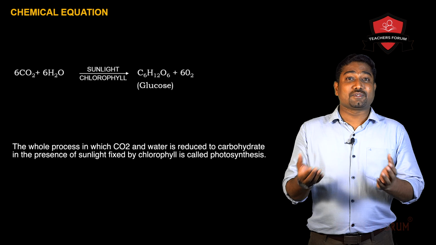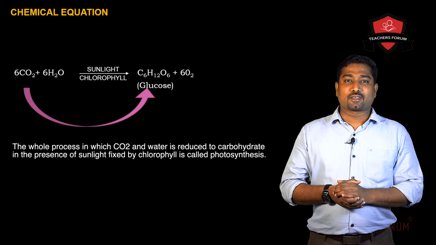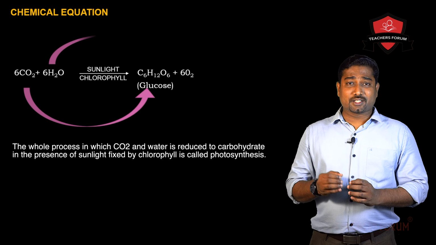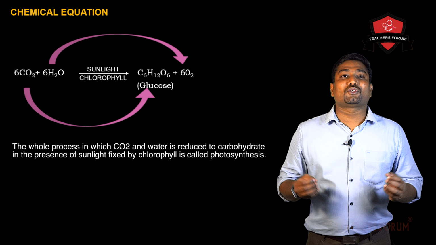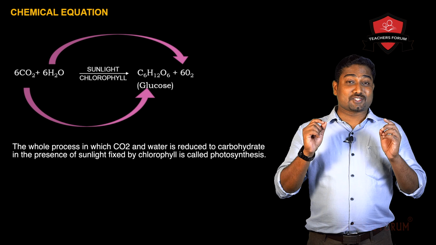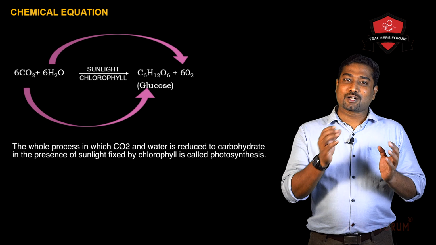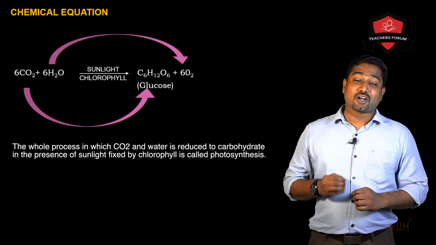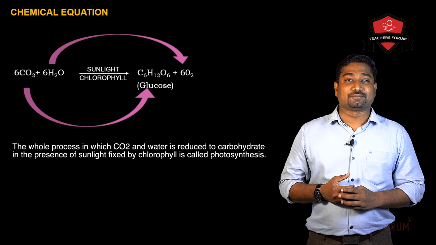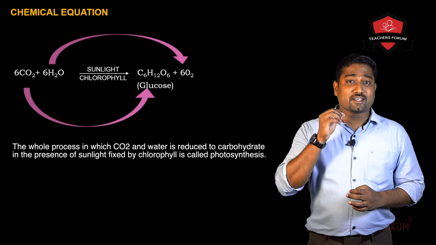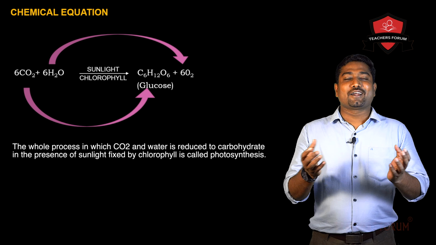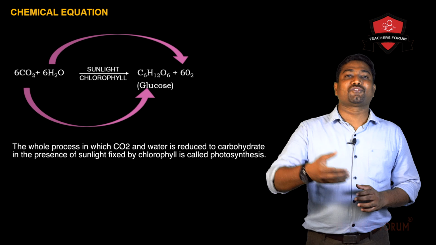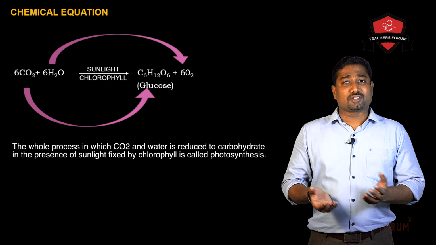Here you can see an interesting factor: carbon dioxide gets reduced to form carbohydrate. What happens with the water? Water undergoes a process called photolysis. That is, in the presence of sunlight, water splits into hydrogen and oxygen. And the oxygen, you can see on the RHS, is released through stomata. While that hydrogen is instrumental in converting carbon dioxide to its reduced form called carbohydrate or glucose.